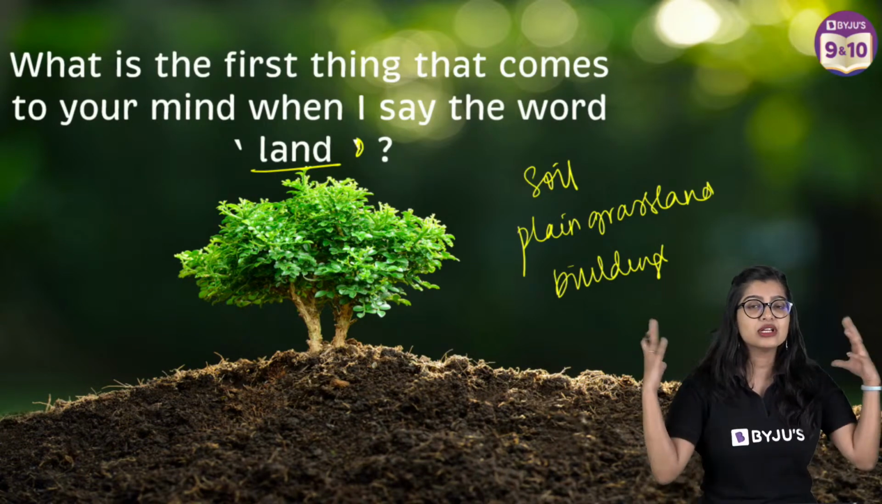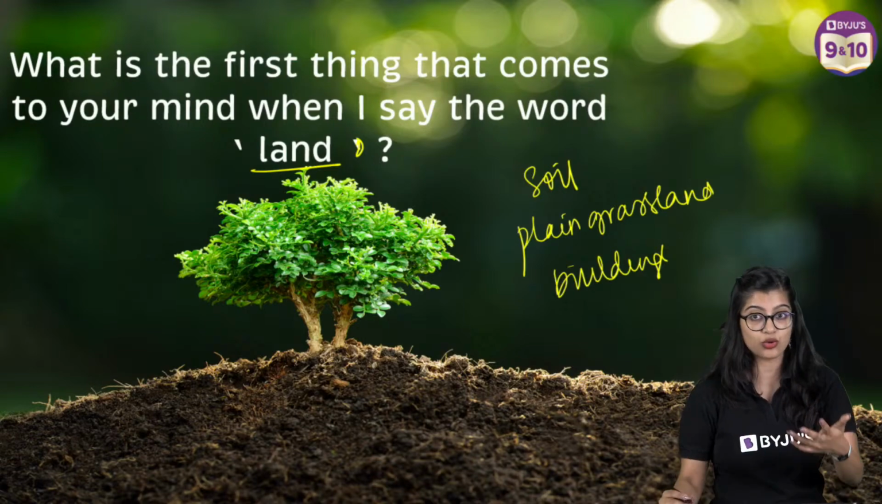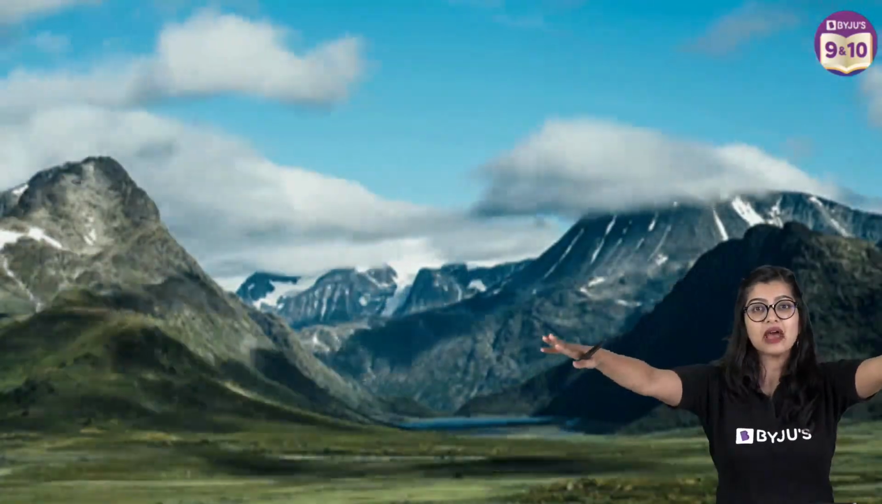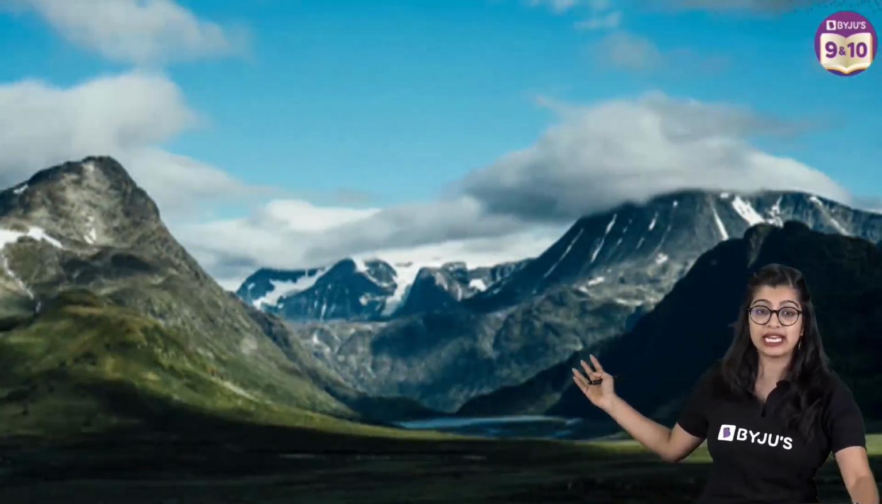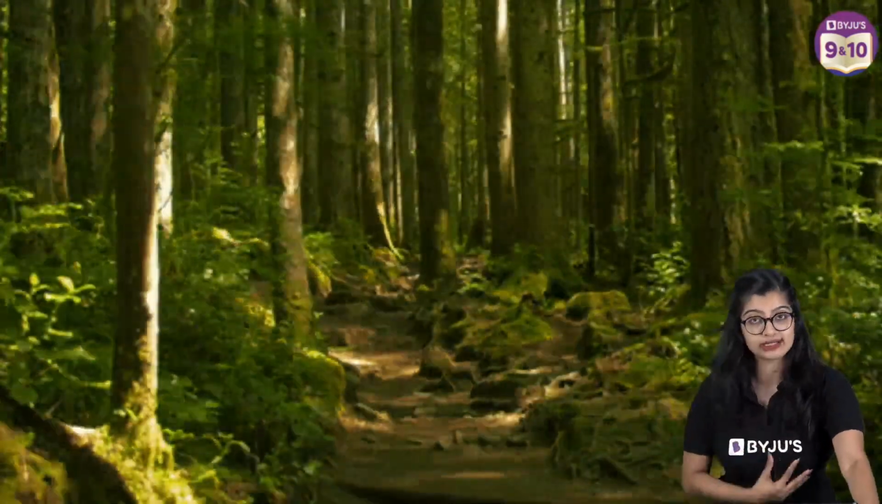Along with that, a lot of you also told me that, ma'am, there's also an agricultural field, there's grassland. That's true, right? But if I talk about land, it just does not stop with an area filled with soil. Land includes these beautiful mountains. It includes trees in these areas. It includes beautiful forests that are there. It includes rocky areas.